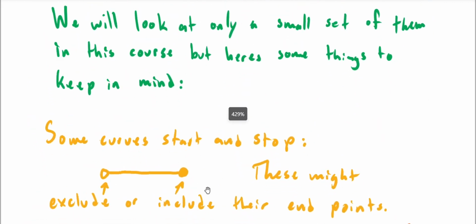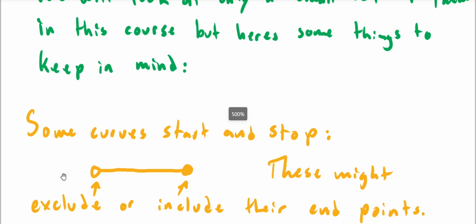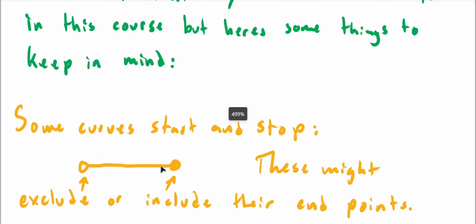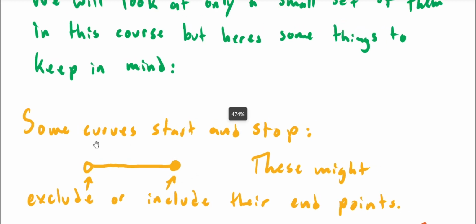So some curves are finite. They start and they stop. Maybe I include the endpoints, or maybe I exclude the endpoints with the usual interval kind of dots, right? So actually this might start here, but not exactly there, just past it. Here, this ends precisely at this point.